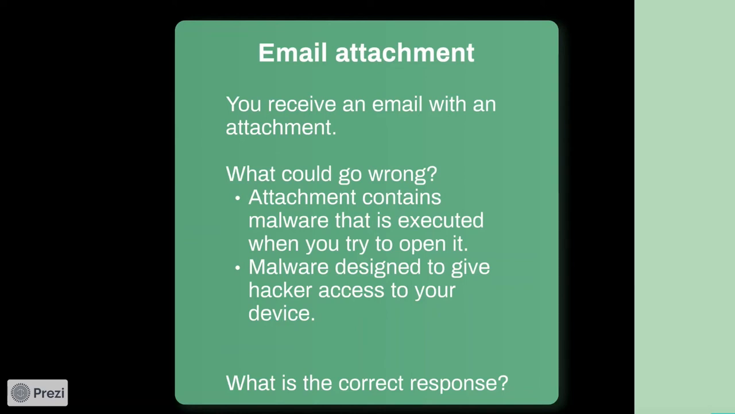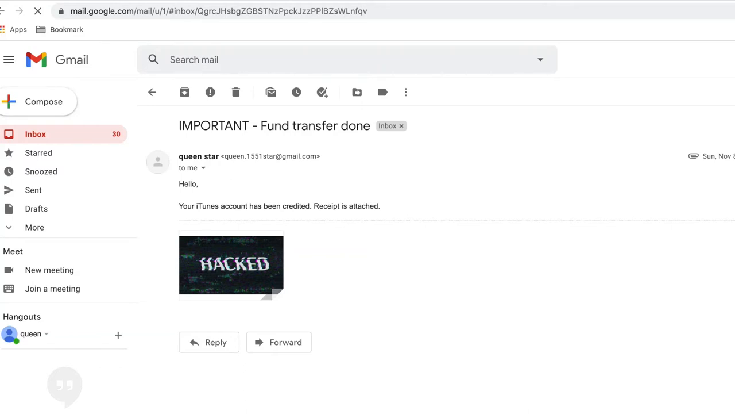Now let's look into an example to see how hackers do it. And again, we will check who this email is coming from, and also the attachment before we download it. So I received this email that says, "Important, fund transfer done." And it says that the receipt is attached. But I didn't do any fund transfer. So I should be aware of clicking on this website or this attachment.